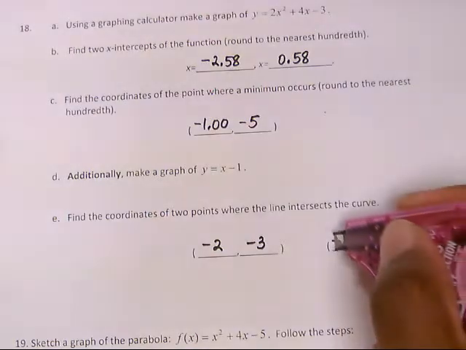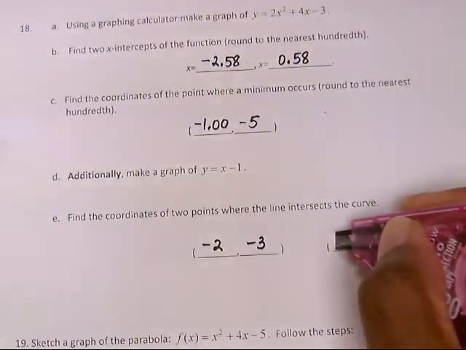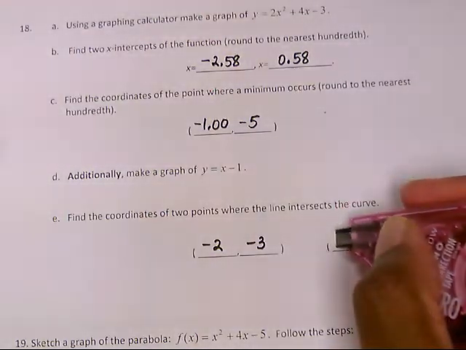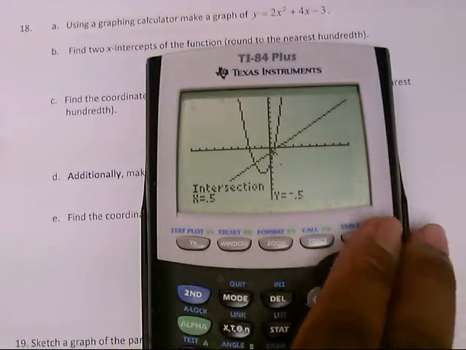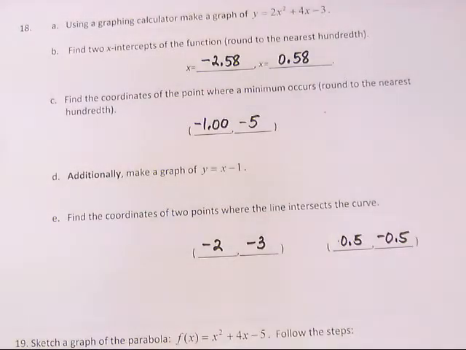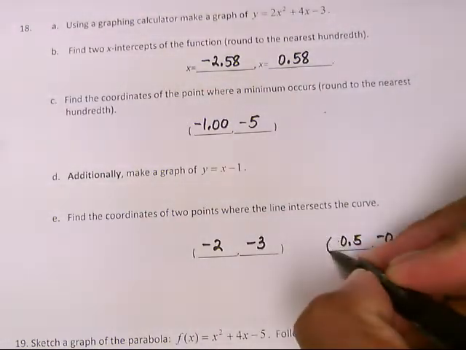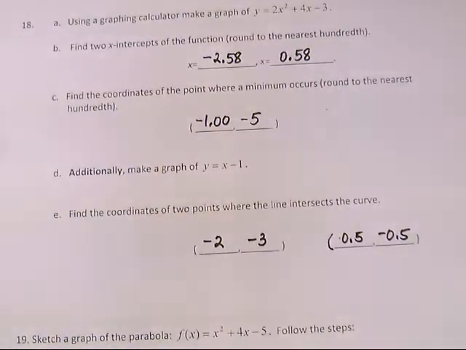Let me white out this point, that negative sign. Okay, because it is 0.5, negative 0.5 as the other point of intersection. Okay, so that's how we use our graphing calculator to come up with our answers to that particular problem.